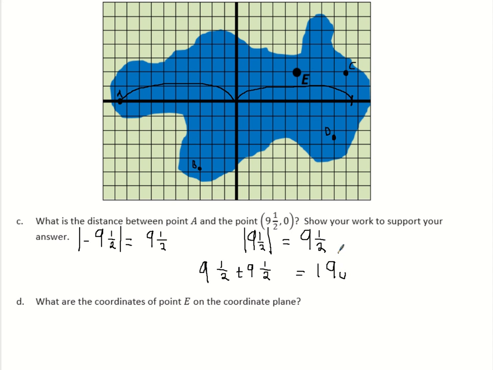Now, we're not sure how much each unit represents. It could be a mile, it could be like 500 feet. We're not 100% sure, so we'll just label it as units.